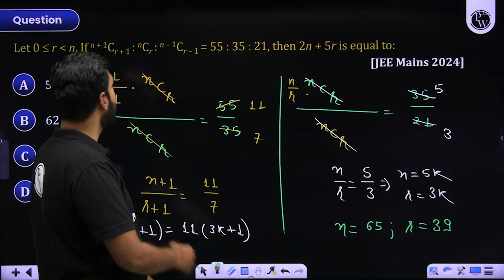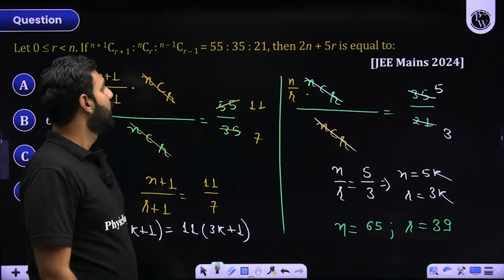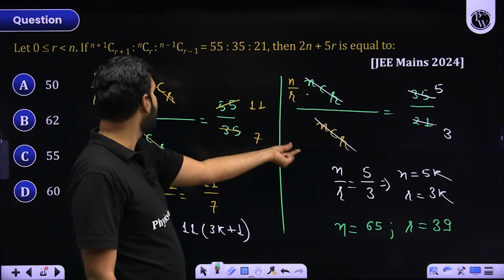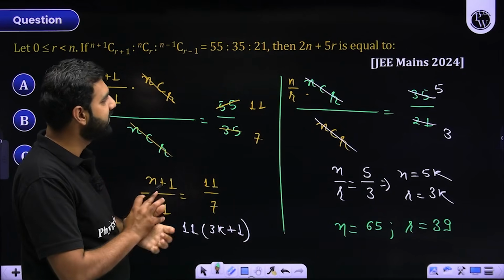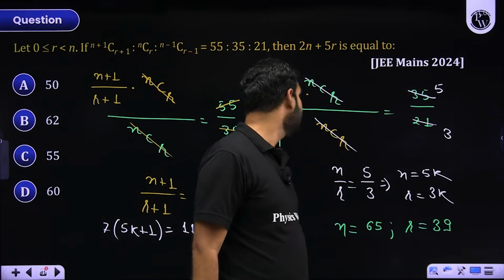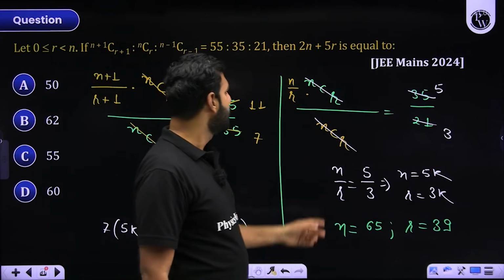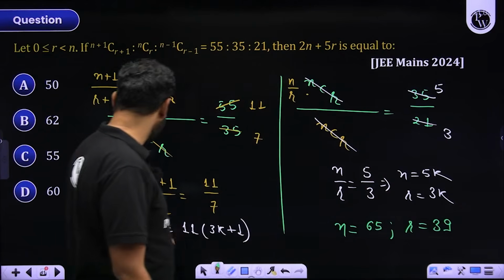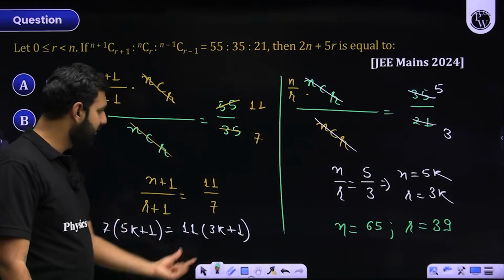So n minus 1, CR minus 1, I multiplied n by r in the numerator and denominator. So the numerator was NCR into n by r. Denominator was n by r into n minus 1, CR minus 1, which I can write as NCR. NCR is cancelled. So 35 by 21, 7 into 5 is 35, 7 into 3 is 21. And 5 into 11, 5 into 7. Yes, that is also fine. So n by r is 5 by 3. So n is 5k, r is 3k. So if n is 5k and r is 3k, 7 into 5k plus 1, 11 into 3k plus 1.